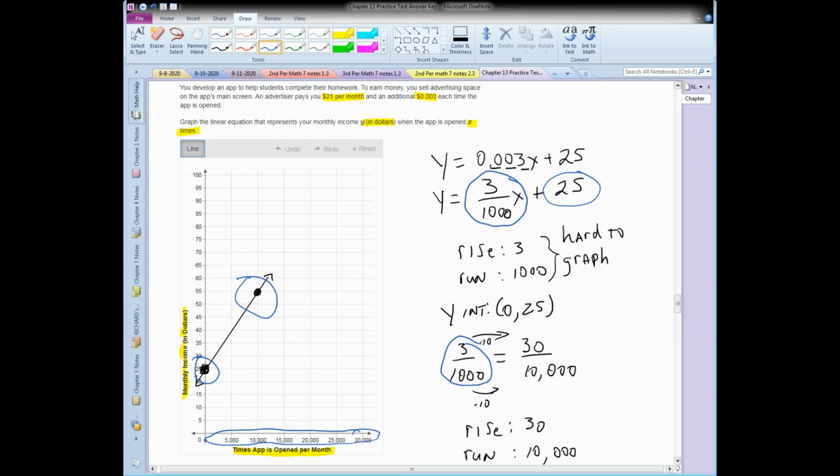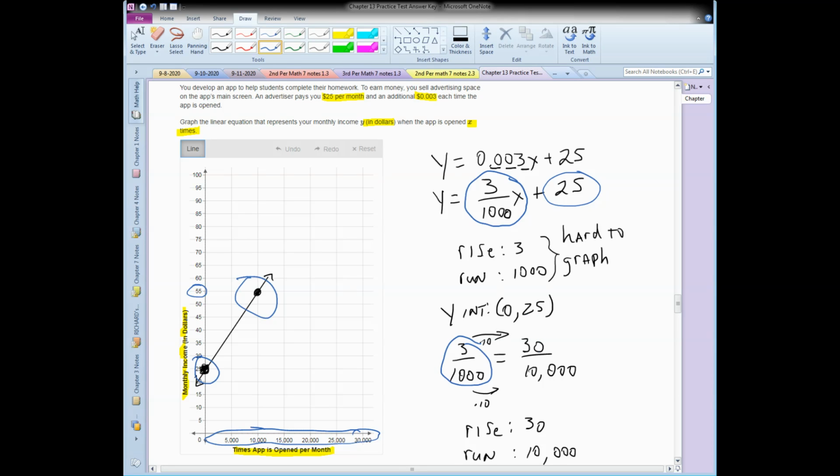So I multiply 3 over 1,000 by 10 because it's hard to plot 1,000 on here. So then I get 30 over 10,000. I'm like, okay, 30 over 10. Well, I start at 25. I can add 30. That takes me to 55. So there you go. There's my rise.